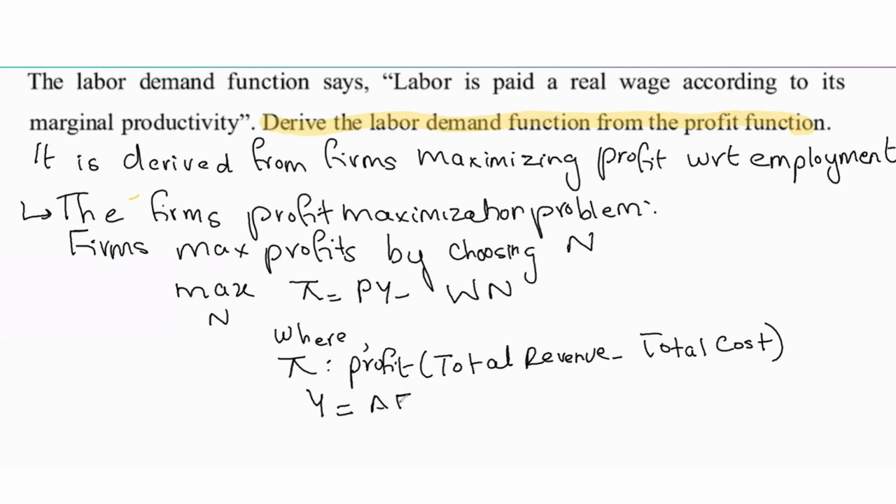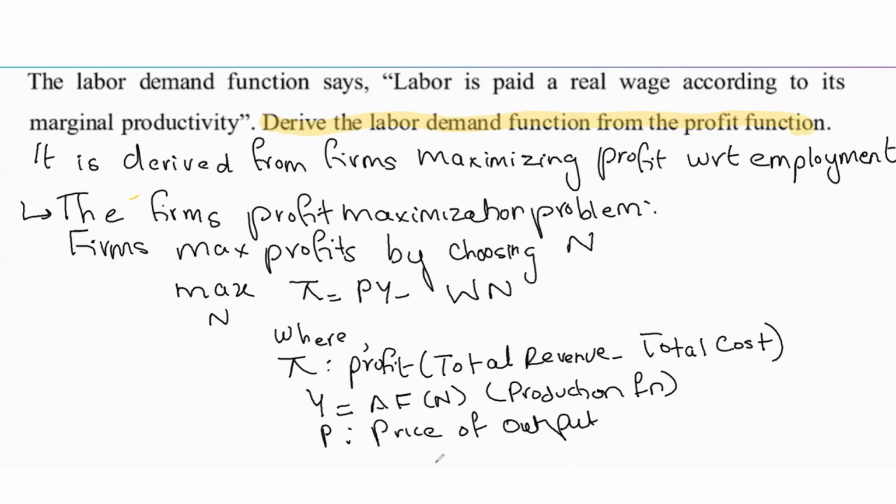Y is equal to A f of n, so Y is a function of n, it's our production function. And P is the price of output. So that's why P times Y is our total revenue. And W is the nominal wage, so W times N, which represents our employment, is our total cost. So now this is the firm's profit maximization problem.